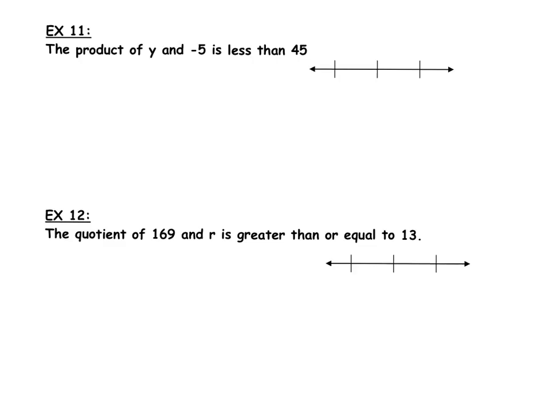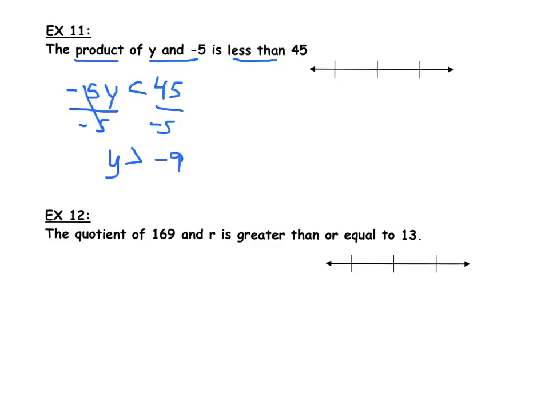Okay, we're just going to do these last two problems. These are word problems, so now you have to be able to write your inequality, solve, and graph. It says the product of y and negative 5, that means we're going to multiply them together, is less than 45. Now I solve. So divide by a negative 5. I have to flip the inequality because I divided by a negative. So I get y is greater than negative 9, open circle. Y is greater than, so I go to the right.